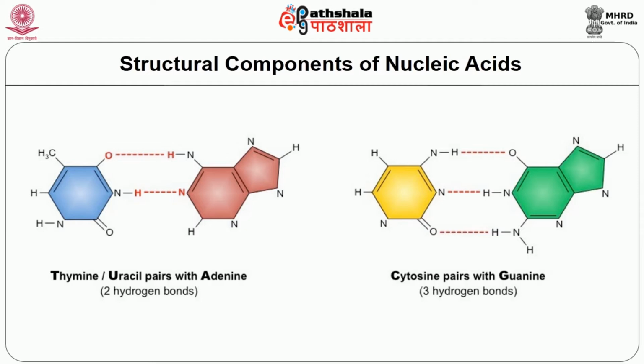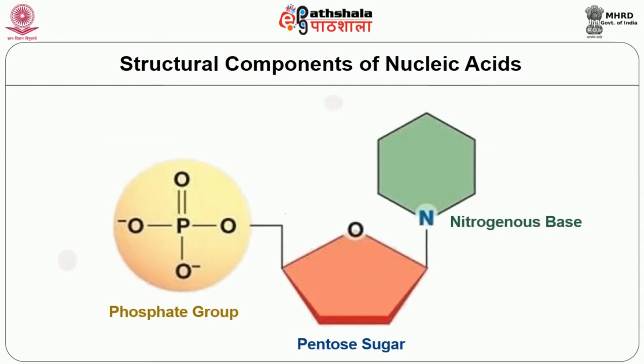The structure that is formed by the combination of the sugar moiety and the nitrogenous base is referred to as a nucleoside. Thus, we have ribonucleosides which contain adenine, guanine, cytosine and uracil, and the deoxyribonucleosides which contain adenine, guanine, cytosine and thymine. The third component of the nucleotide is a phosphate group.